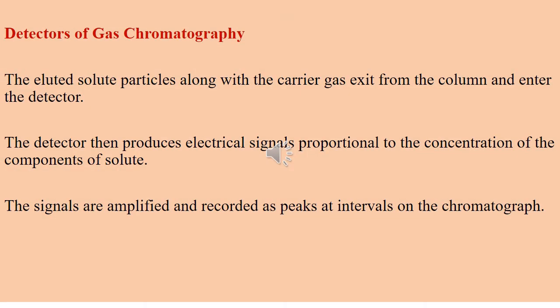The eluted solute particles along with the carrier gas exit from the column and enter the detector. The detector then produces electrical signals proportional to the concentration of the component of solute. Thereafter, the signals are amplified and recorded as peaks at intervals on the chromatograph.